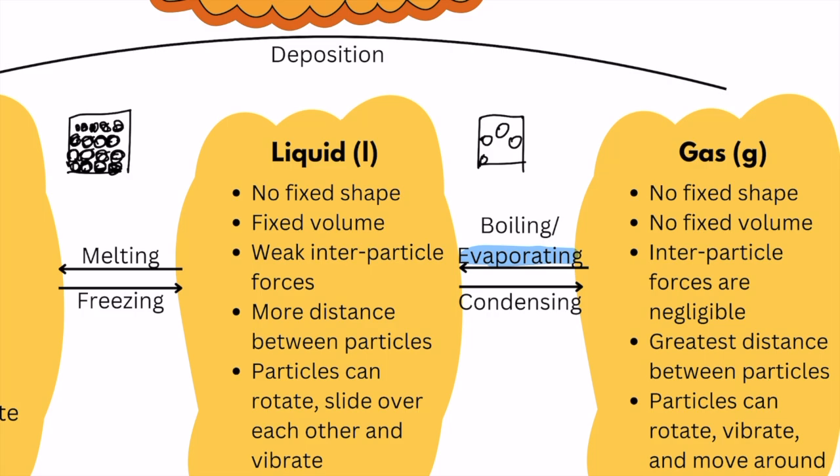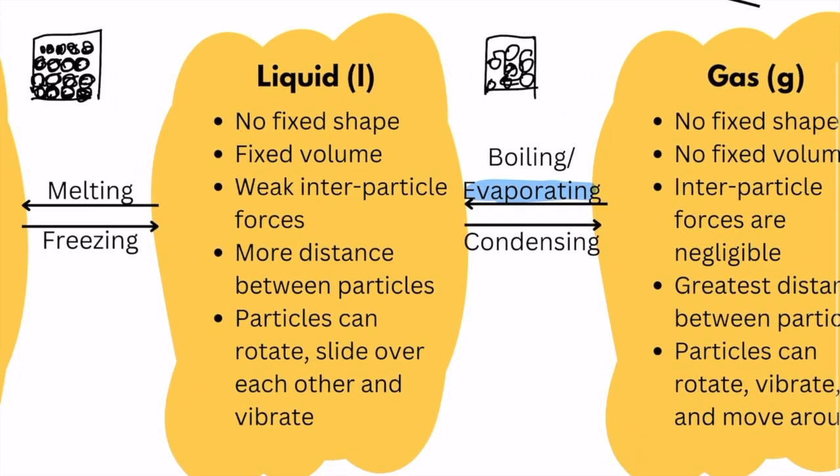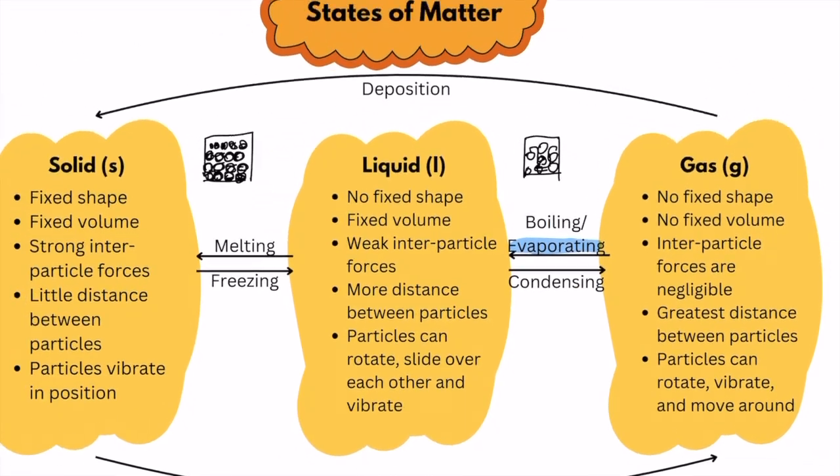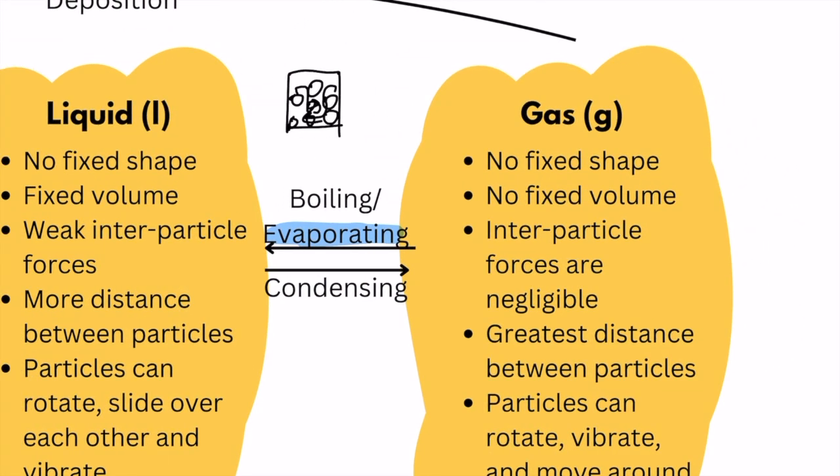there's no fixed shape, but there is fixed volume. And the interparticular forces are relatively weak. There is more distance between the particles, and they can rotate, slide, spin, do a twirl. They can do whatever they want over sort of each other a little bit, and they vibrate.